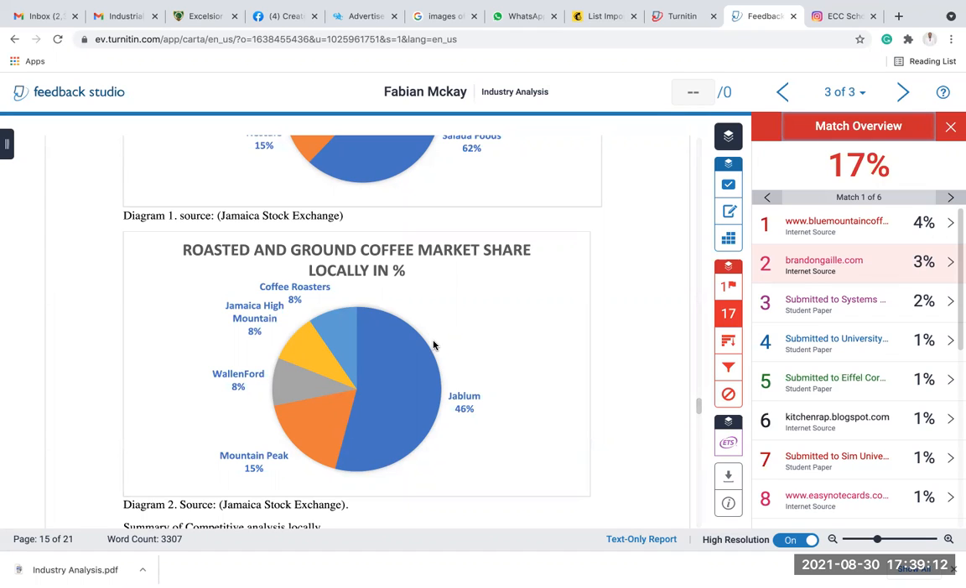Group members, talk to me. Hello? Because I see Jamaica High Mountain, I see Jablum, so Mountain Peak. So where's Blue Mountain? Is it that Blue Mountain Peak is 15% of the coffee market? That's what I'm trying to understand. That is it. It is 15% of the local market. Yes. So this is how Blue Mountain relates to the roasted and ground coffee market. So you're saying therefore that Blue Mountain coffee is roasted and ground coffee, right?